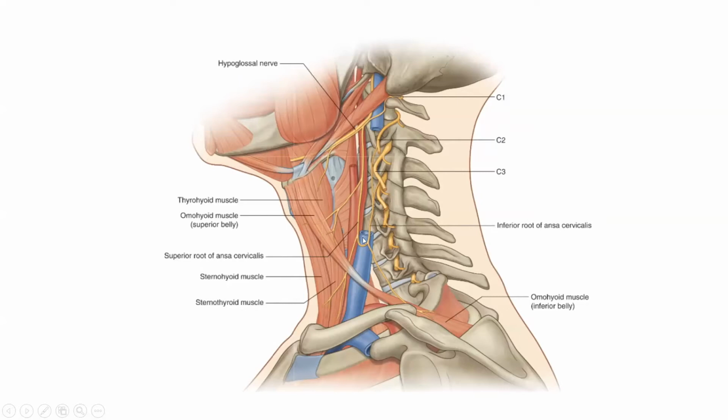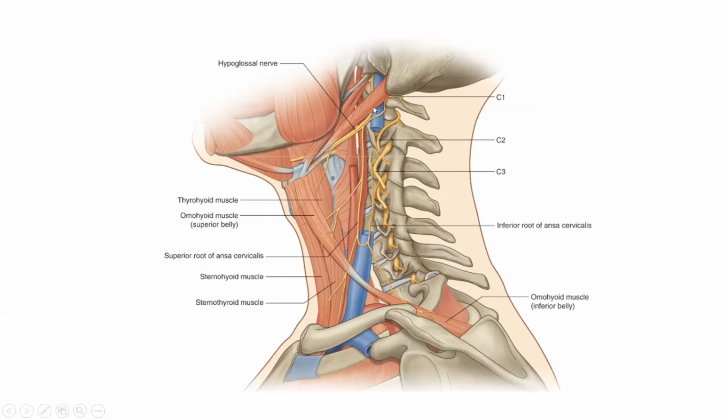And this deep ansa cervicalis is responsible for the innervation of the infrahyoid muscles. It means that, as you see, the omohyoid muscle, which has the superior belly and the inferior belly, and also it's supplying the sternohyoid muscle and sternothyroid muscle.